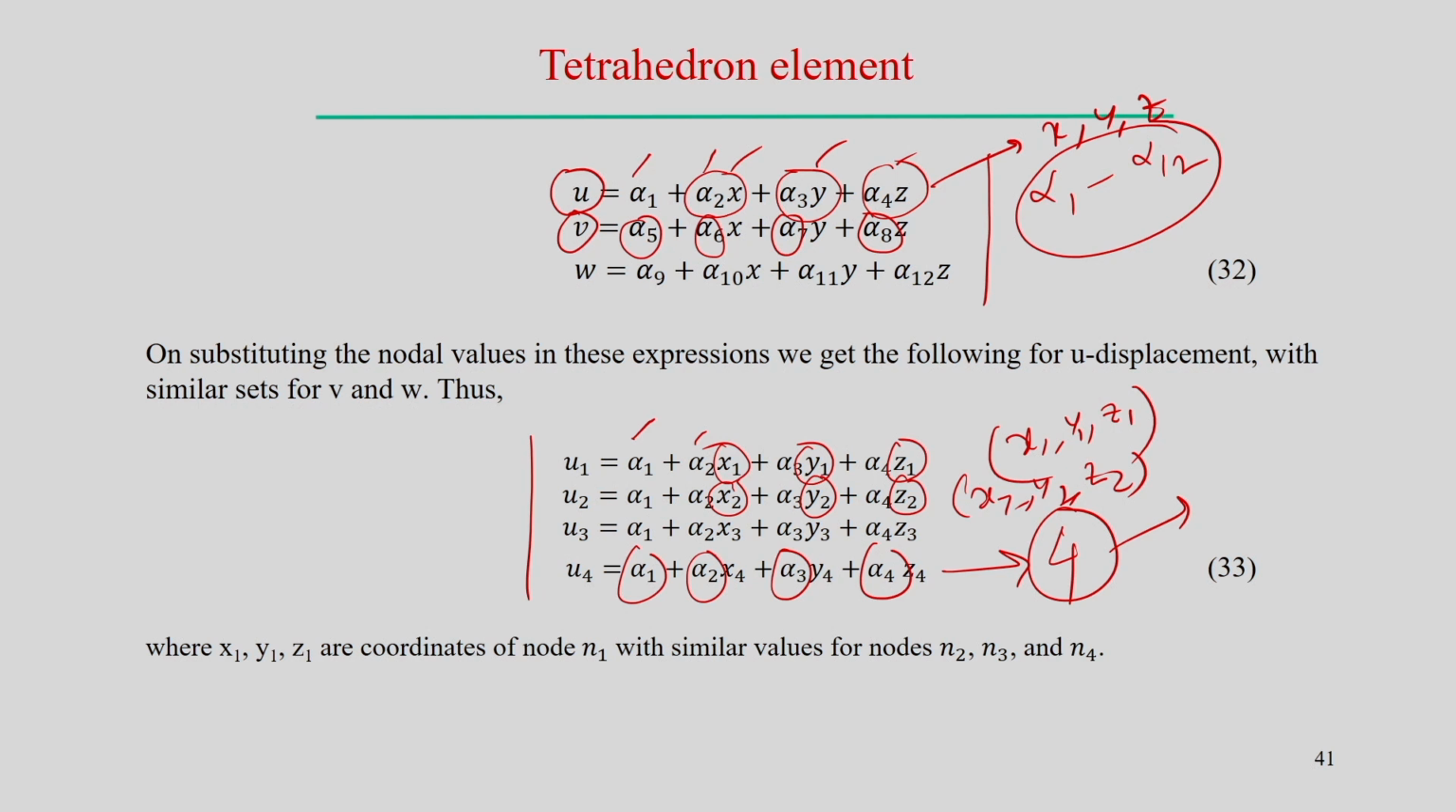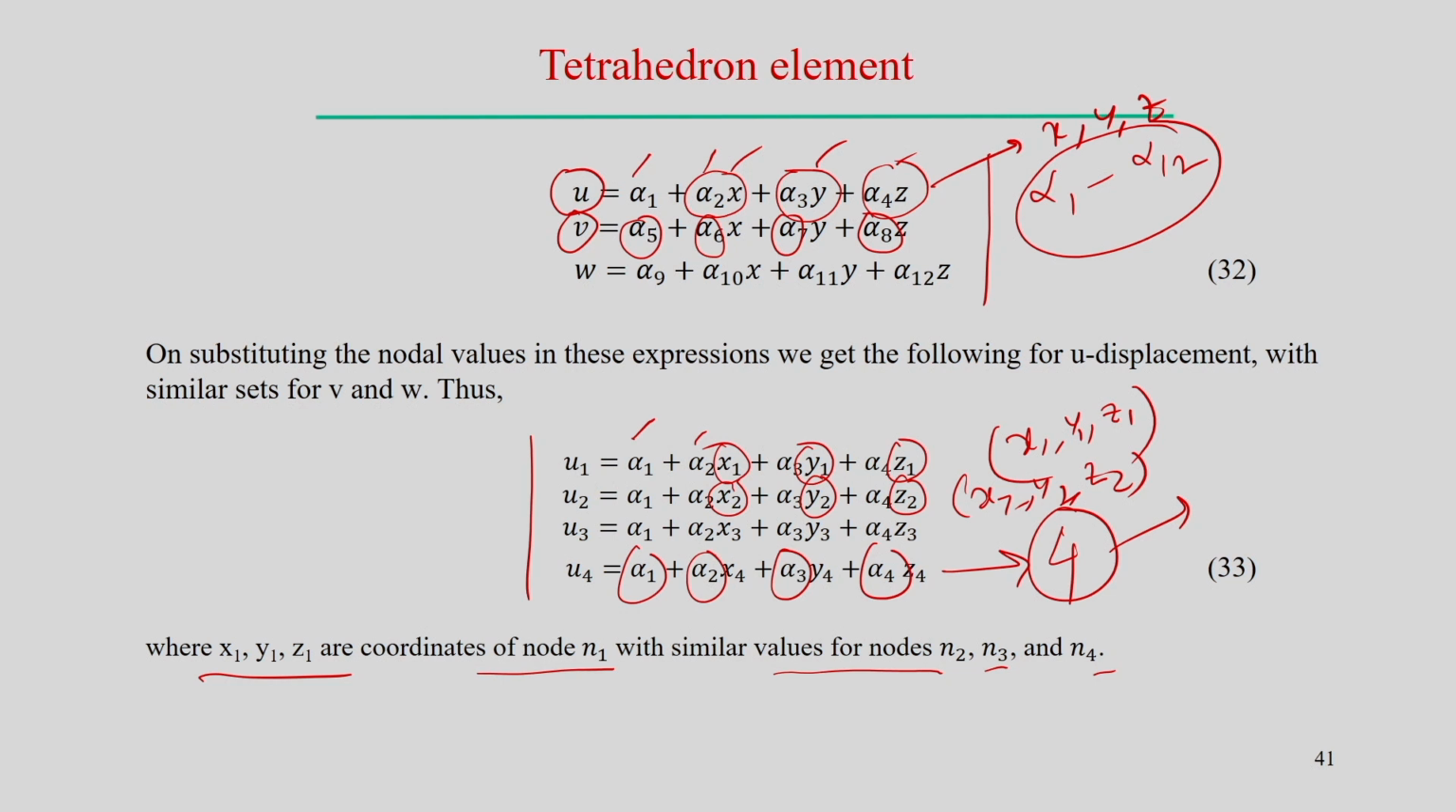In that term, it is possible to find out the values of all these different constant terms. Here x, y, z 1 are the coordinates of the node n 1, and similarly for the values of the nodes n 2, n 3 and n 4. Basically, n 2 indicates node 2, n 3 is node 3 and n 4 is node 4.